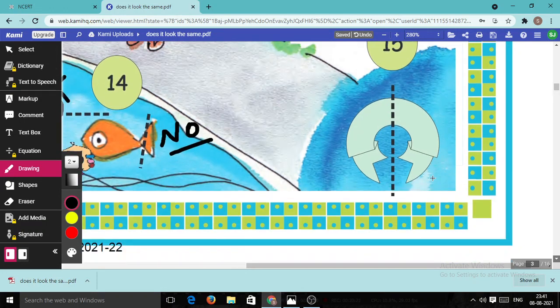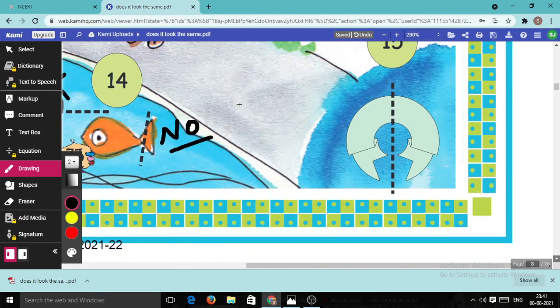Look at this 15th figure carefully. This part is matched with this part. Yes, this part is matched with this part. So right here, yes. This is in a mirror half position.